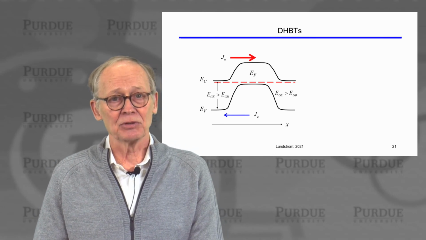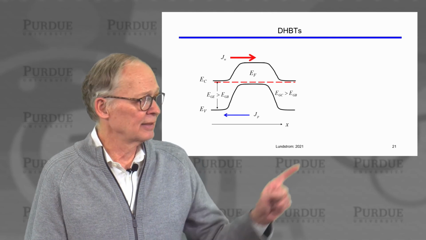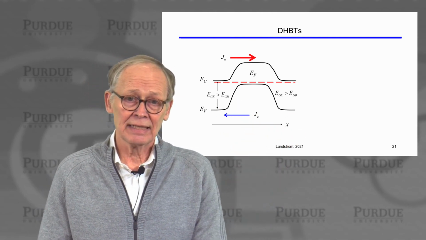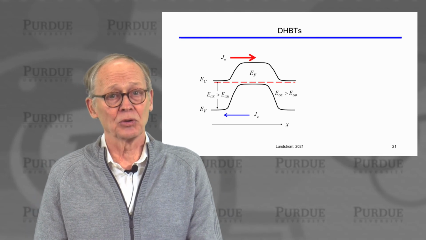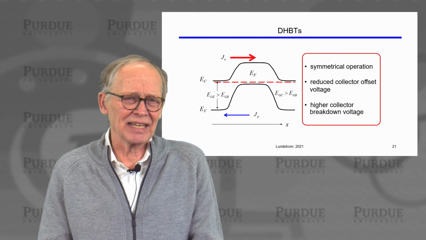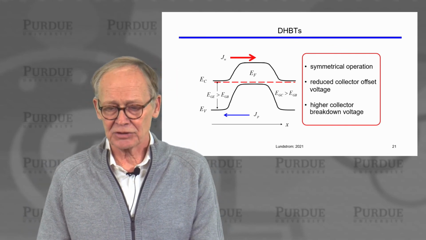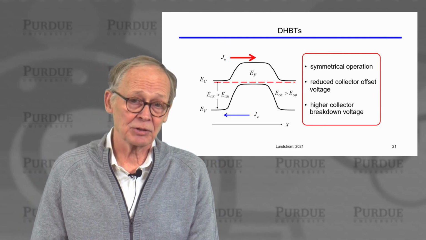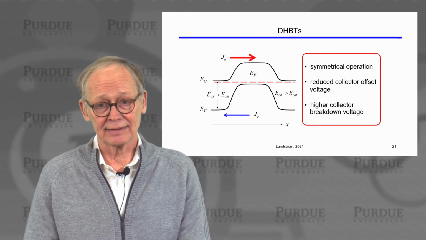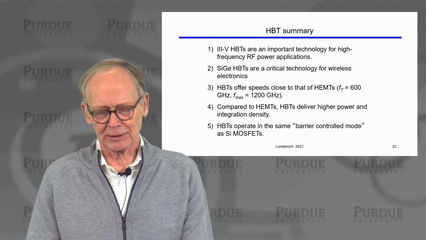So sometimes you'll find bipolar transistors that are called double HBTs. There's a wide band gap emitter and a wide band gap collector, and when you do that, the device is more symmetrical. So we get symmetrical operation. We don't get an offset voltage from the origin, which we can in the single heterojunction device. We can also get a higher breakdown voltage from the collector because it has a higher band gap semiconductor. So there are advantages in using double HBTs as well.